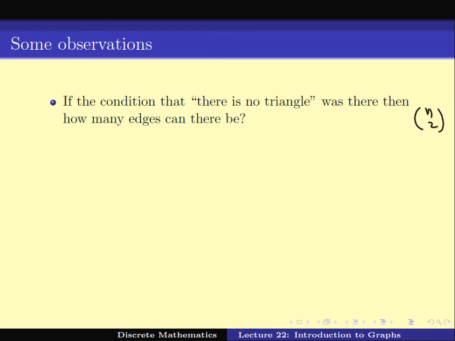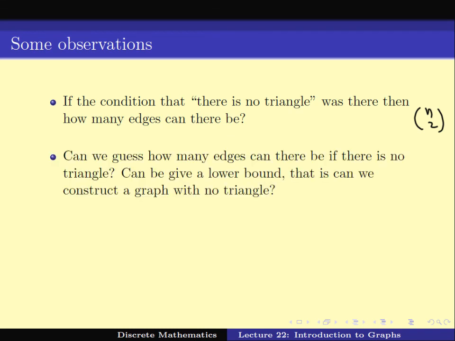But now we have been given the condition that there cannot be any triangle. So can we guess now how many edges can there be when there is no triangle? Can you give me a bound? Of course, n choose 2 is an upper bound. But what about something less than that? Can you come up with some example, a lower bound? Or in other words, can we create a graph which doesn't have a triangle and yet has quite a number of edges?